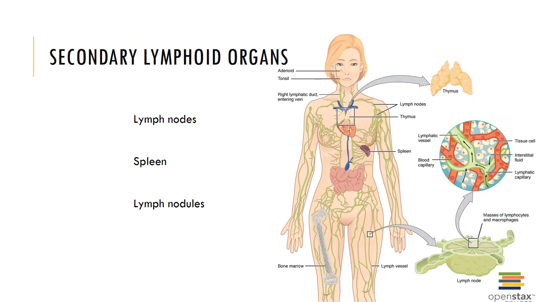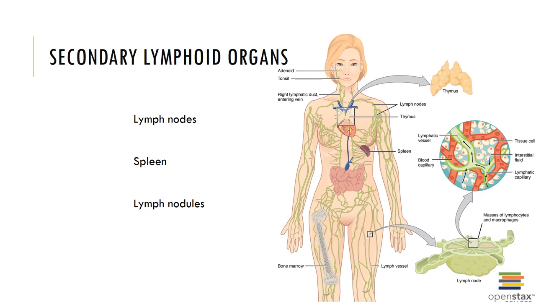There are also secondary lymphatic organs, and these are specialized forms of connective tissue called reticular connective tissue, which resembles areolar tissue but contains larger numbers of collagen, elastin, and reticular fibers. The secondary lymphatic or lymphoid organs consist of the lymph nodes, spleen, and lymph nodules.